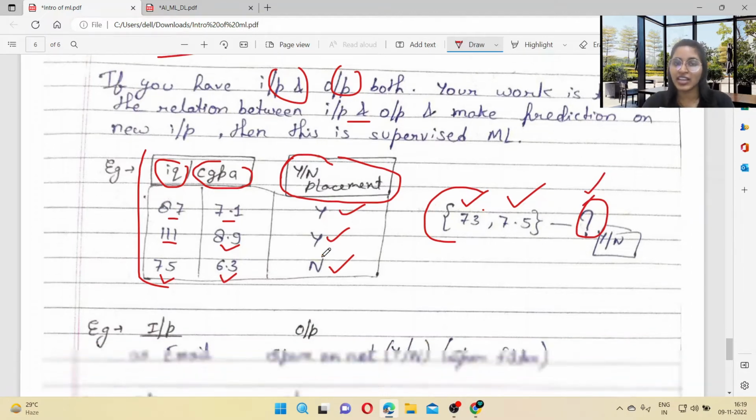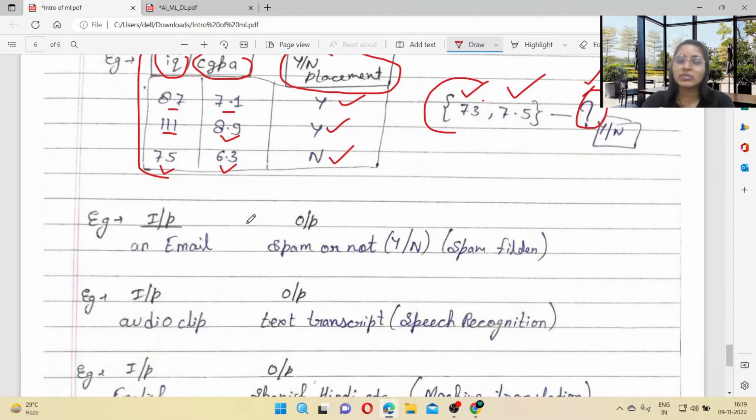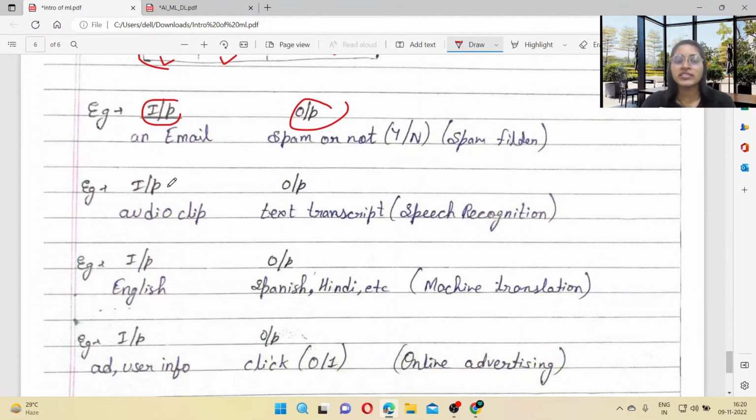Hope you understand. Some examples of supervised machine learning: as input we provide an email, and as output we say whether it is spam or not, which is a spam filter. For prediction we provide a new email and want to find whether that email is spam or not. In the second example, we provide an audio clip and the output is a text transcript, so it is a case of speech recognition.